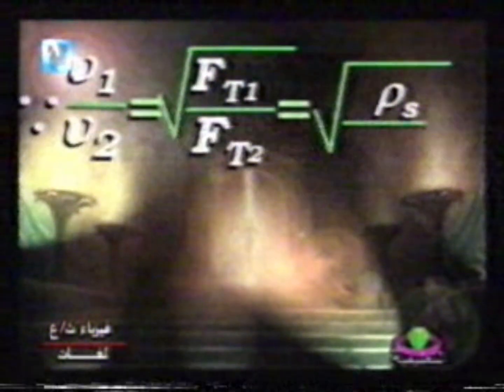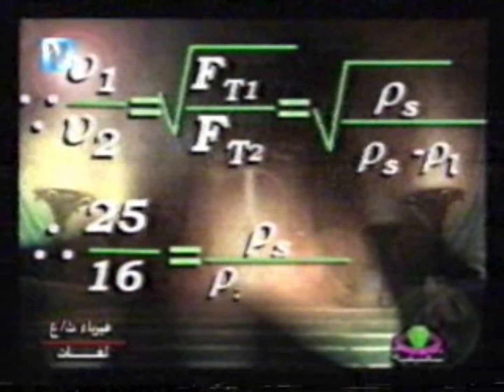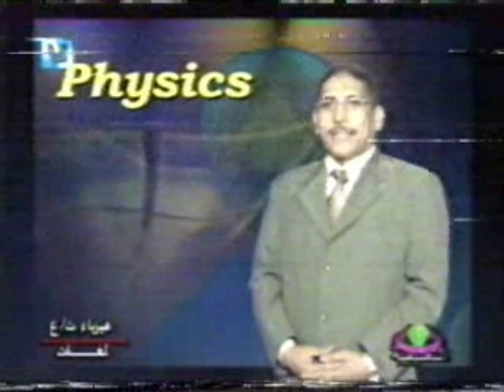From this equation, it is clear that v1 over v2 equals root Ft1 over Ft2. It equals root rho solid over rho solid minus rho liquid. Therefore, 25 over 16 equals rho solid over rho solid minus rho liquid. Therefore, 25 over 16 equals 2500 over rho solid minus rho liquid. Therefore, rho liquid equals 900 kilogram per meter cube.